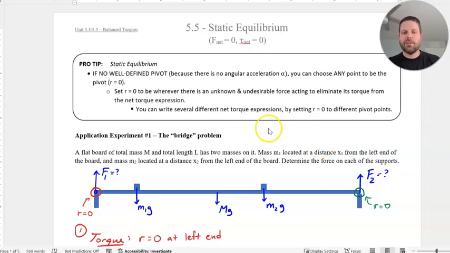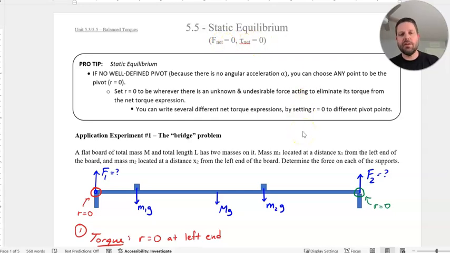And the last thing we're going to actually come back to here, because this is technically 5.5, and we were looking at some unbalanced forces first, is static equilibrium. Now, static equilibrium is going to imply that all the forces and the torques are balanced. So our net force is 0 and our net torque is 0.